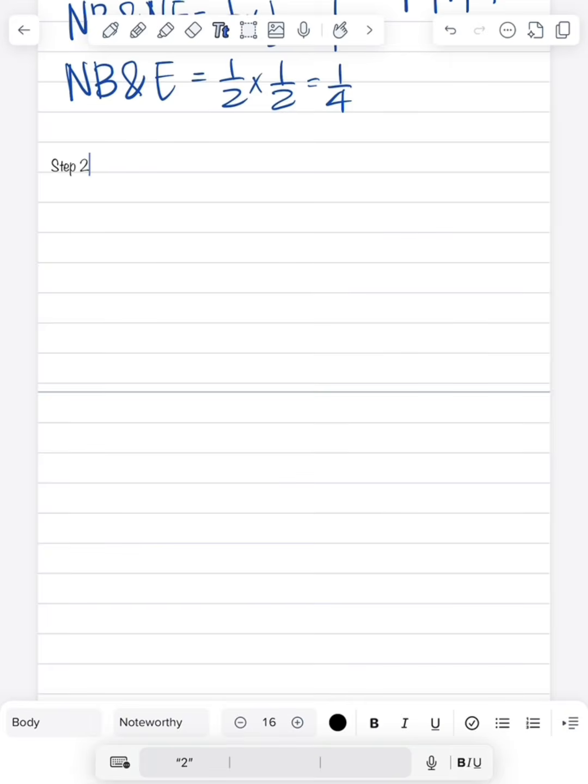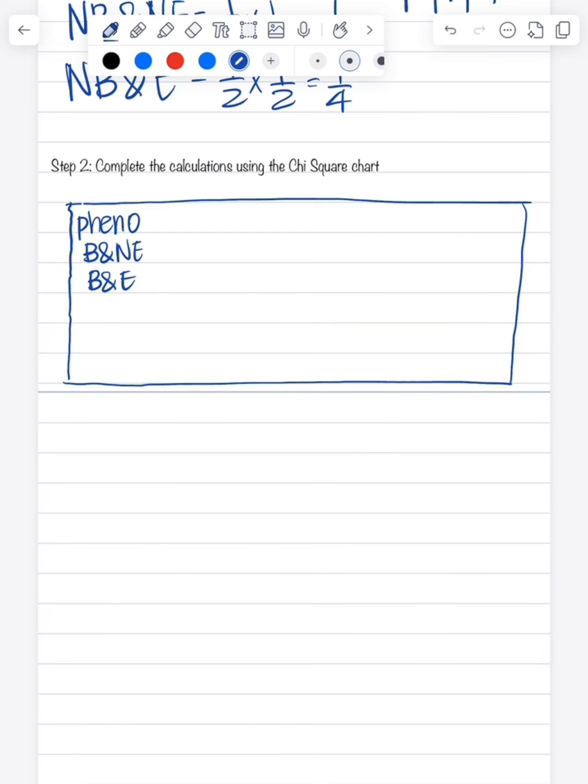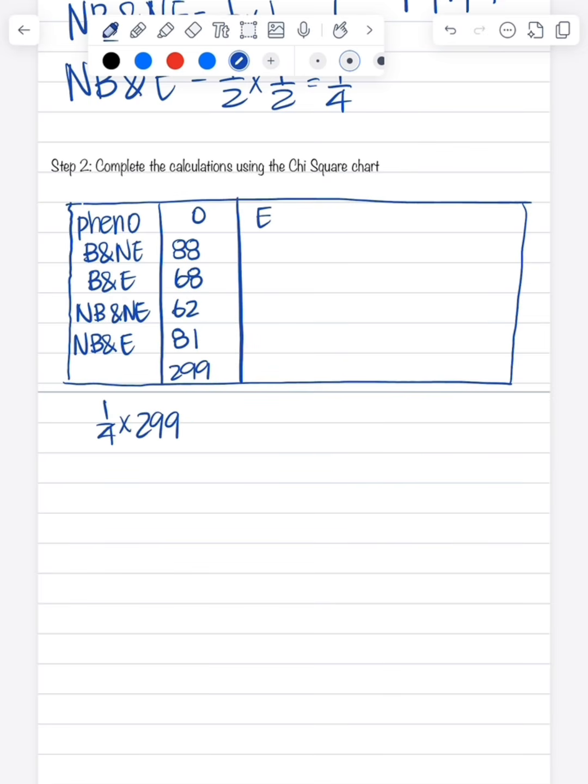And so now step 2 is going to be to create our chi-square chart. So I always use a chart whenever I do these calculations. Our first column is going to be our phenotypes, and our second column is going to be our observed. We get our observed from looking at our question, and then our expected is going to be done by doing 1/4 times our total, which is going to be 74.75.